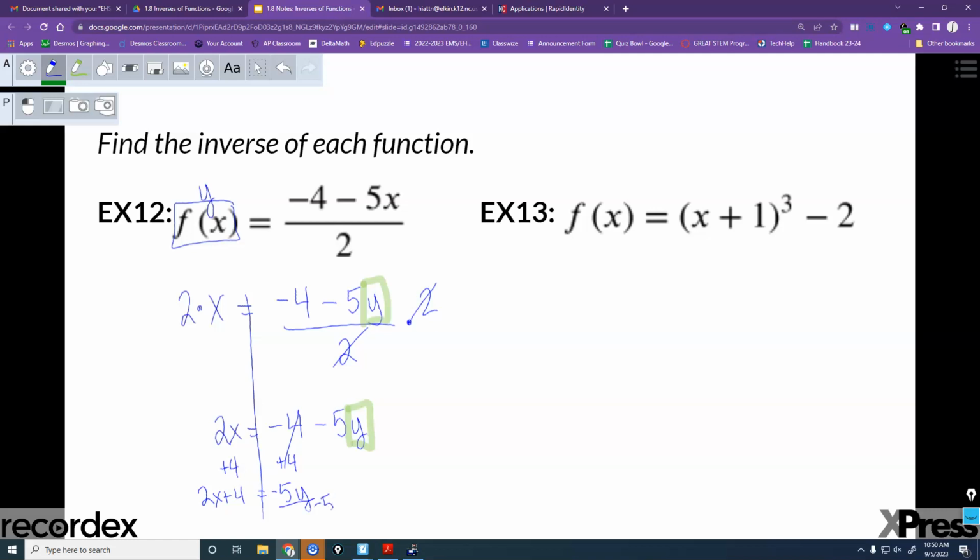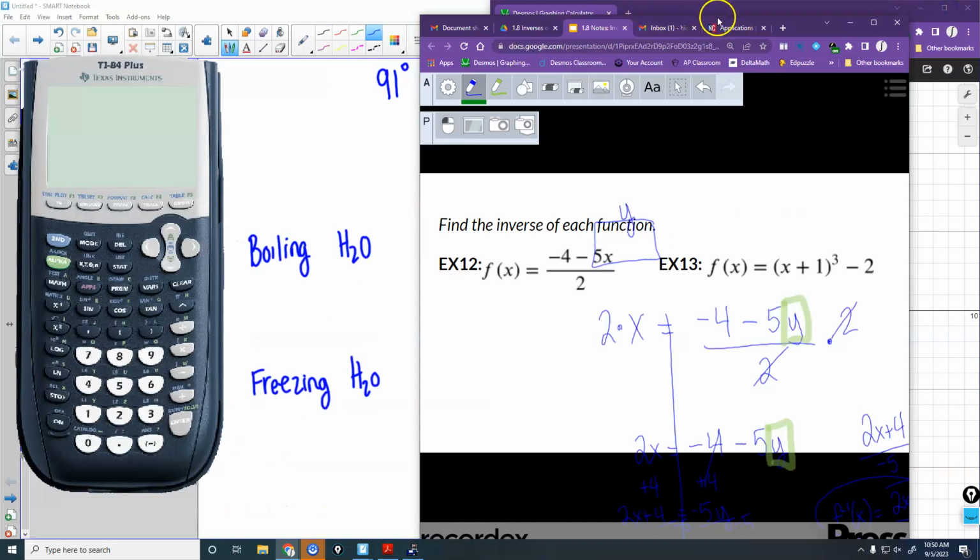It's not letting me write that, though. And so when I do that, I'll have 2x plus 4 over -5 equals y. And I could write that back with my inverse notation. So that would be my inverse. And I didn't do this on the last one. I should have. I can check this. One way I can check it anyway.